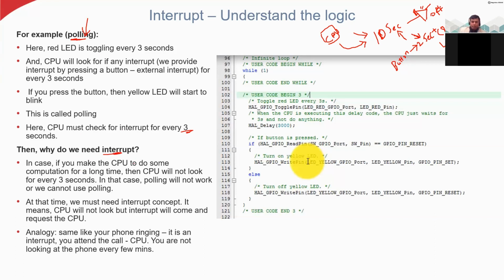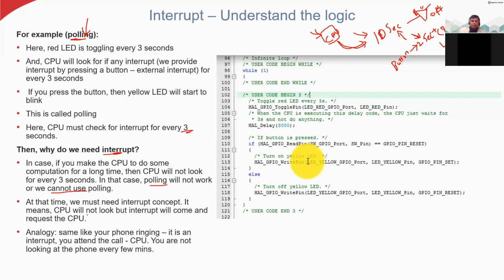Okay, in case you make the CPU do some computation for a long time, the CPU is quite busy doing some important task, and then it will not look every 3 seconds. The CPU cannot stop this important computation and come and check every few seconds if there is any interrupt or not. That is not okay for the CPU. You are affecting the performance of the CPU. So in that kind of situation, polling will not work, so we cannot use polling. At that time, we must need the interrupt concept.